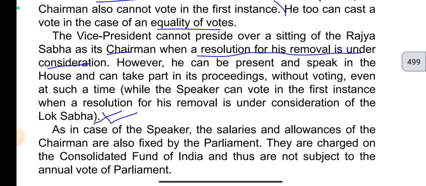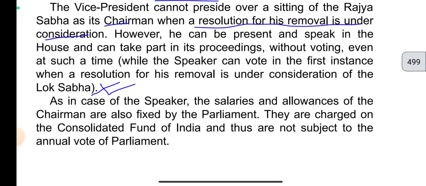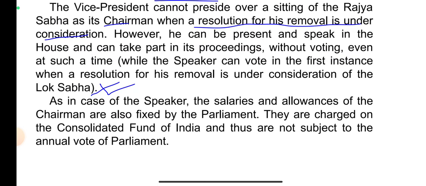The Vice President cannot preside over a sitting of the Rajya Sabha as its Chairman when a resolution for his removal is under consideration. However, he can be present and speak in the House and can take part in proceedings without voting even at such a time. While the Speaker can vote in the first instance when a resolution for his removal is under consideration of the Lok Sabha.